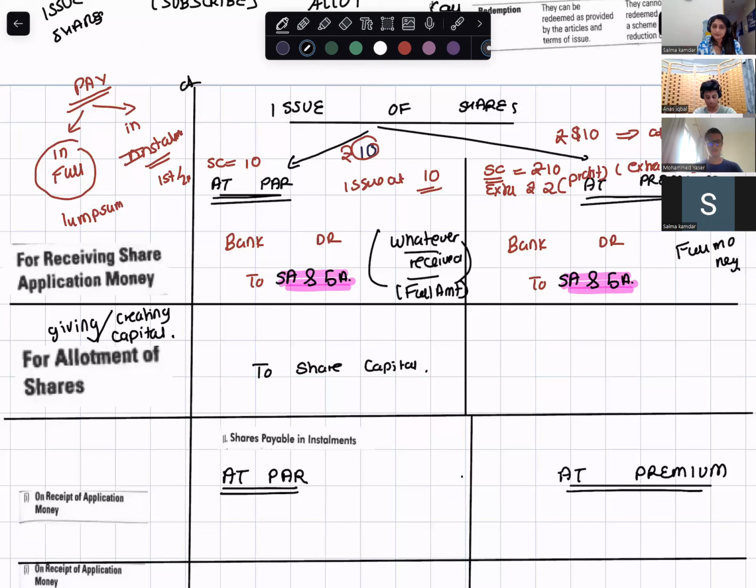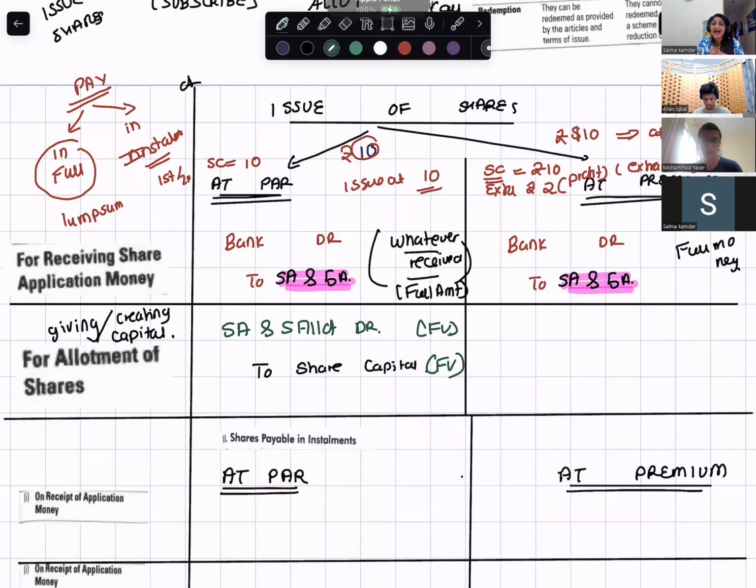With what amount? The face value. Are you with me? Yes, ma'am. And this share application and allotment will now get cancelled. So I will write share application and share allotment debit to share capital account. Are you with me? Okay. Yes, ma'am. Okay, so let's do the journal entry.